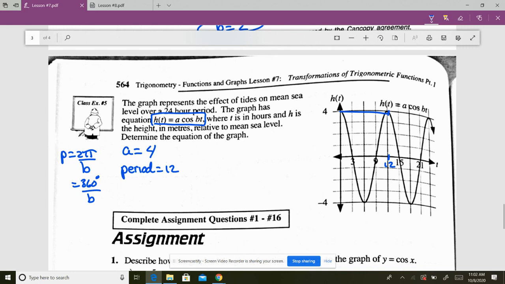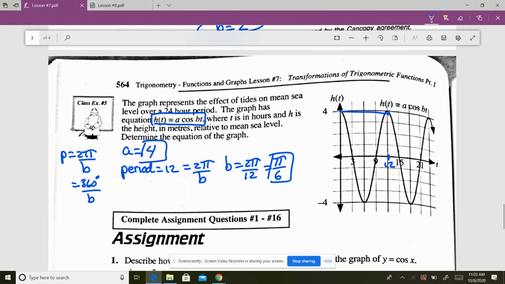The graph is not in degrees, it's in time. Okay. Remember, rads does not have units. All right. So if this is not degrees, the x value, the x-axis, you must use rads. Okay. So we're going to take our period and we're going to set it equal to 2 pi over b. And then we're going to solve it and get b is equal to 2 pi over 12, which is pi over 6. So there's our b value.